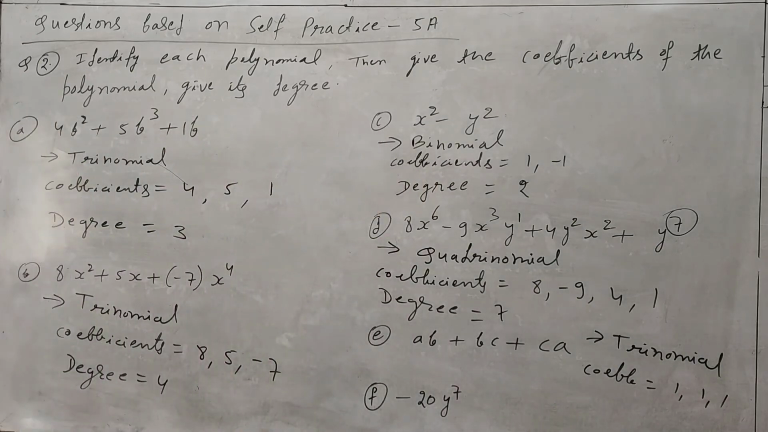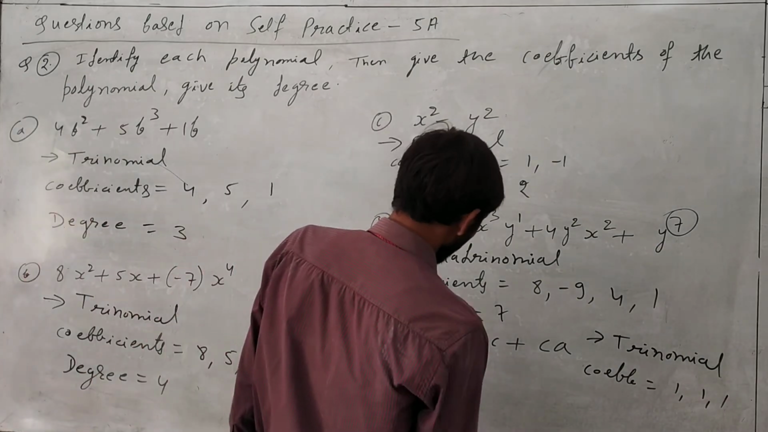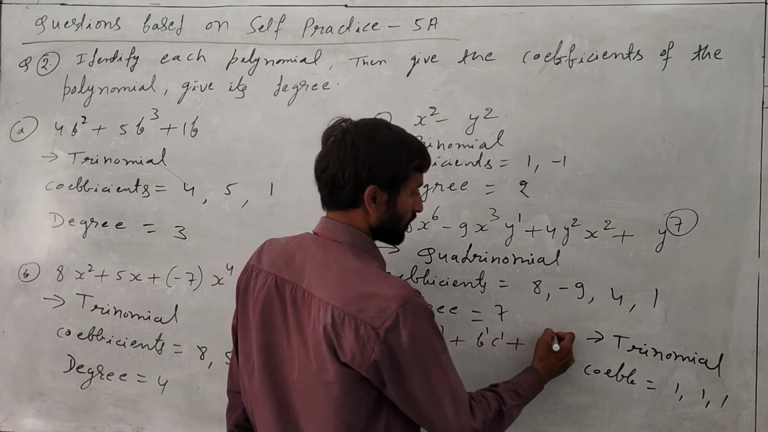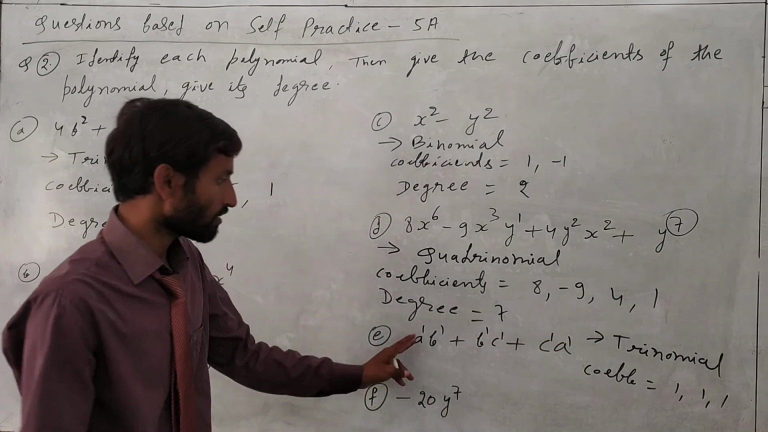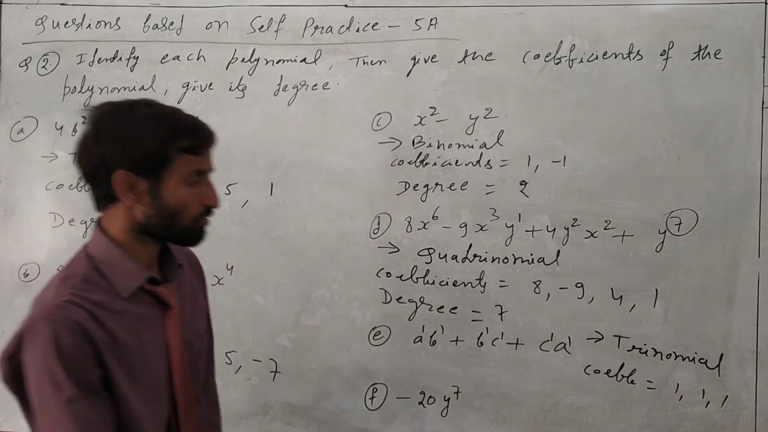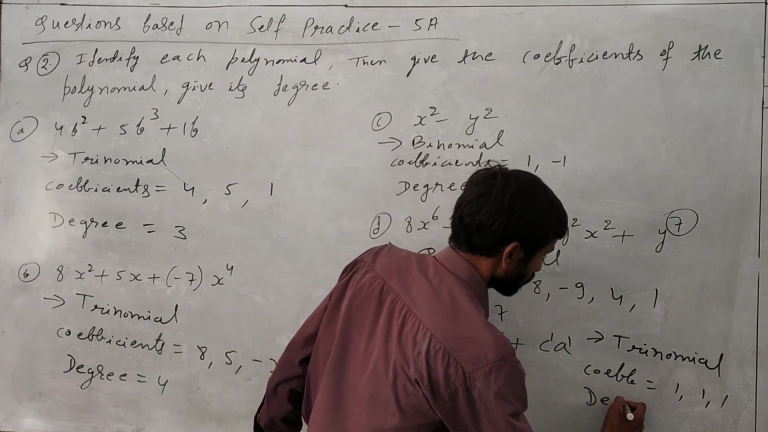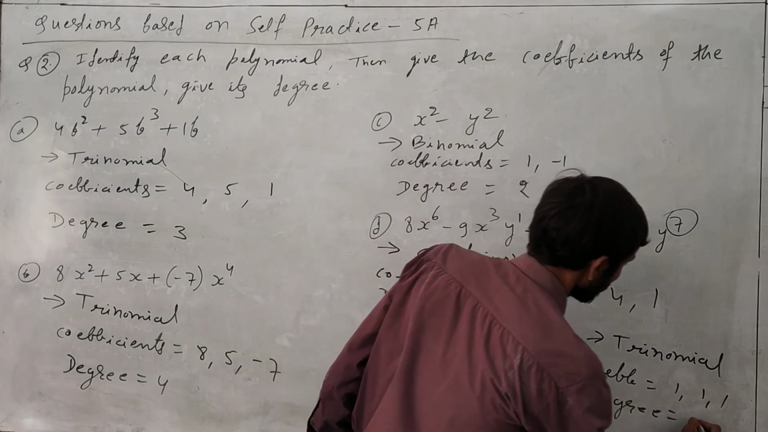Again we have to find the degree of the polynomial. Each term has power 1, here 1 also, here 1 also. So we add them in each term, and then 2 will come. So the degree is equal to 2. In this part the degree is equal to 2.